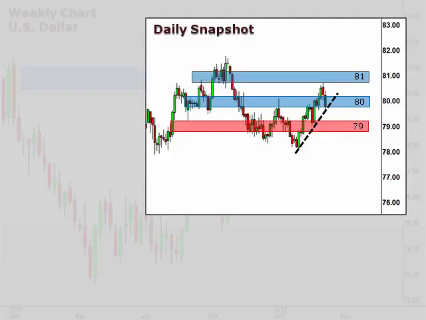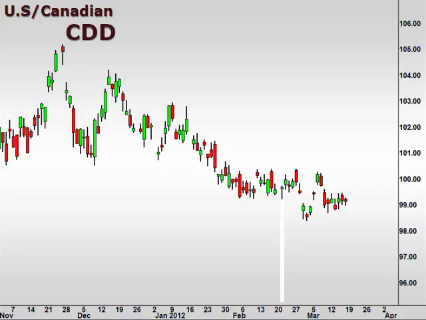Let's take a look at the daily chart. The short-term uptrend on the daily chart is still intact. However, a break below 80 is likely to signal a move lower.